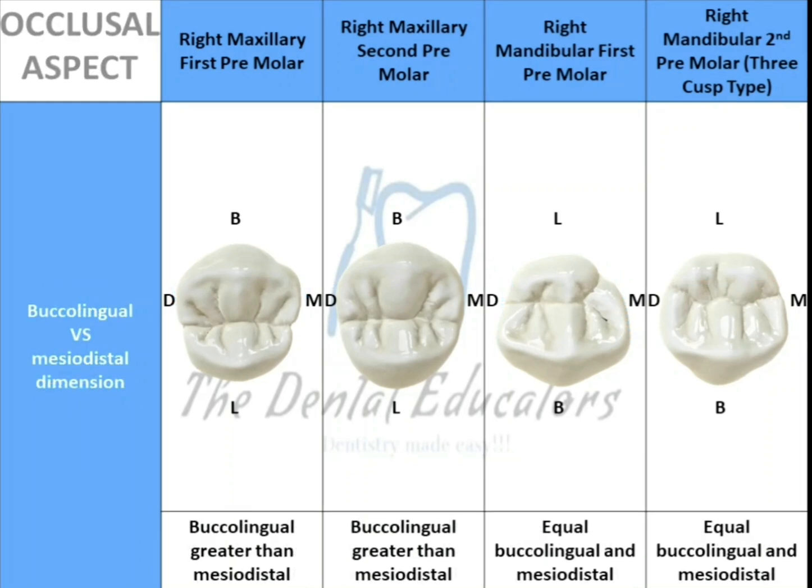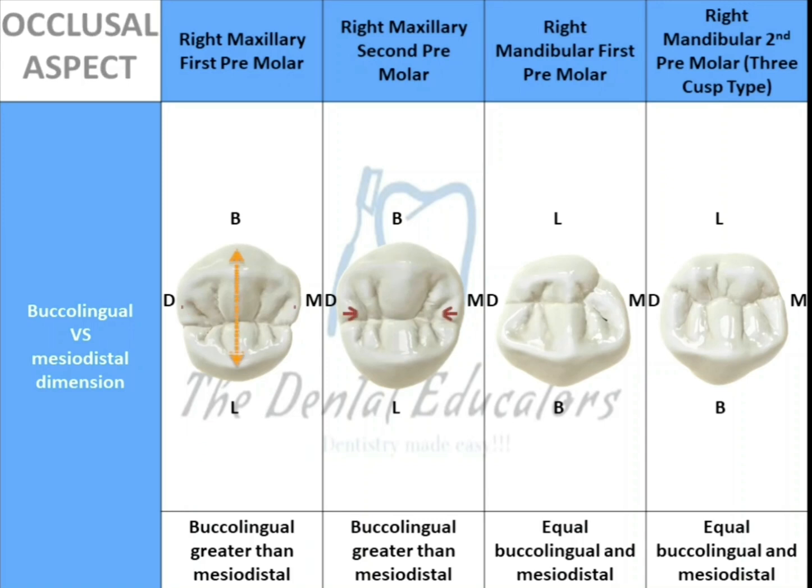Occlusally, on comparing the bucco-lingual dimension with the mesio-distal dimension for the maxillary and mandibular premolars, it is observed that the bucco-lingual dimension for the maxillary first premolar is greater than the mesio-distal dimension, as can be observed in the image below. Similarly, the bucco-lingual dimension for the maxillary second premolars is also greater than the mesio-distal dimension. This characteristic feature is different for the mandibular premolars.